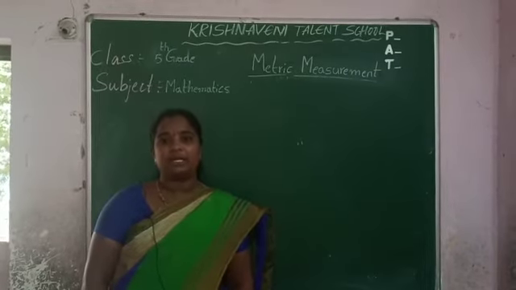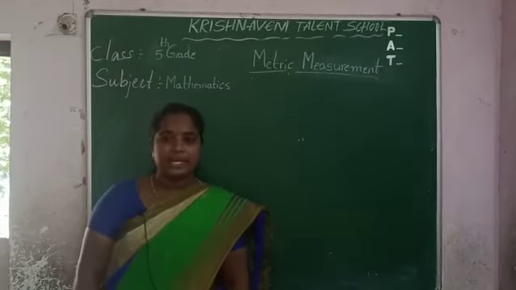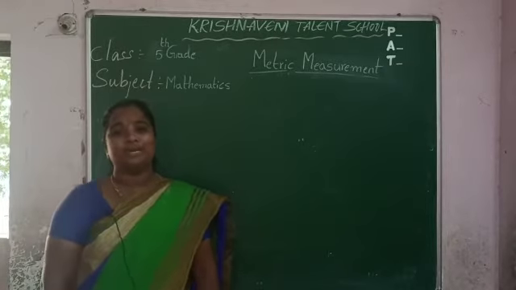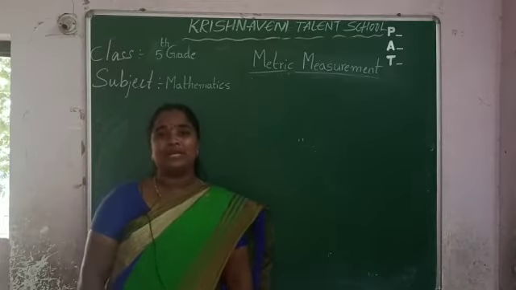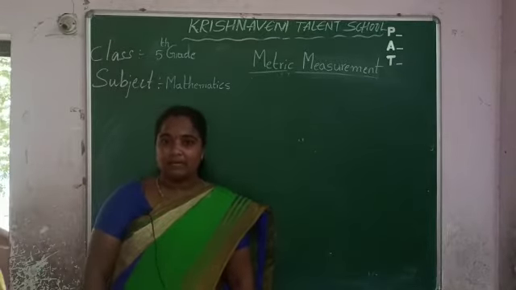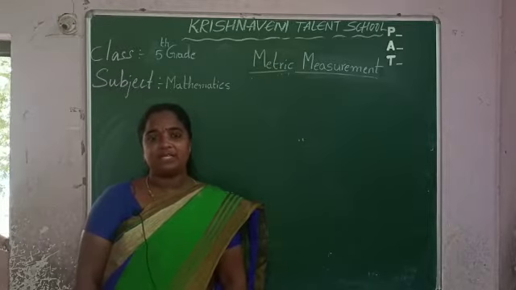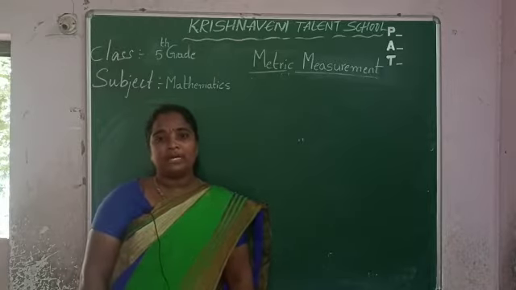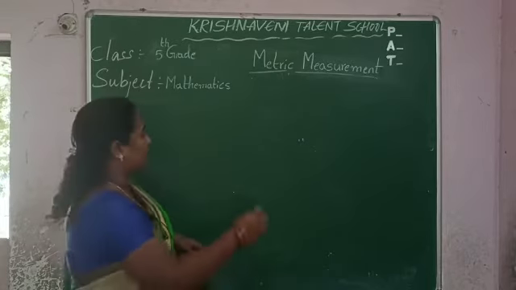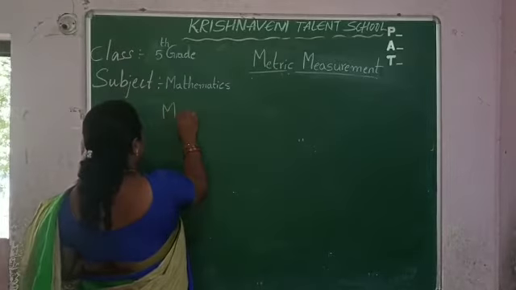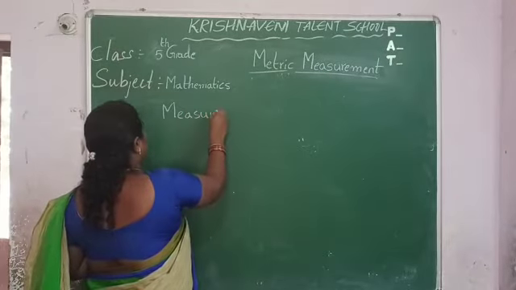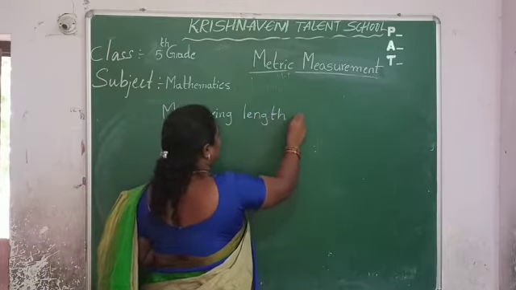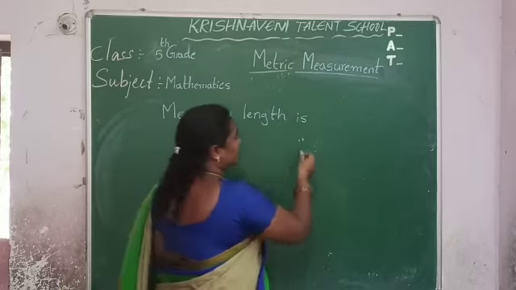Calculated in different manners, it is called a metric measurement. Generally, commonly used units are of two types. One is metric measurement, another one is US customary. So in metric measurements, what are the commonly used units for measuring length?